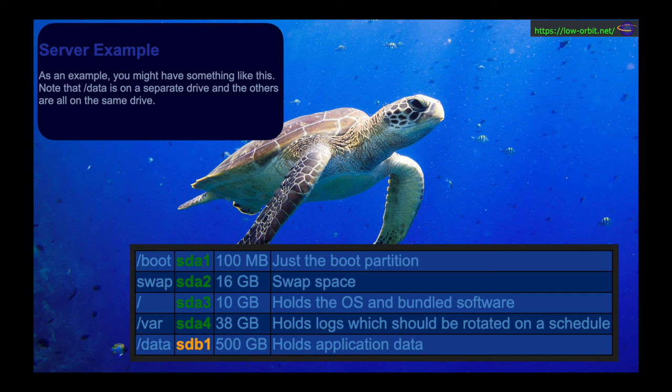And then we have SDB1. So the SD is for, I think, SATA disk is what it stands for, if I'm not mistaken, I don't know. But the A, the third letter in there, stands for the actual disk. So A for the first disk, B for the second disk. And the number after that stands for the partition. So you might take your first disk and split it up between boot, swap, root, and var. That's a pretty normal way of doing things.